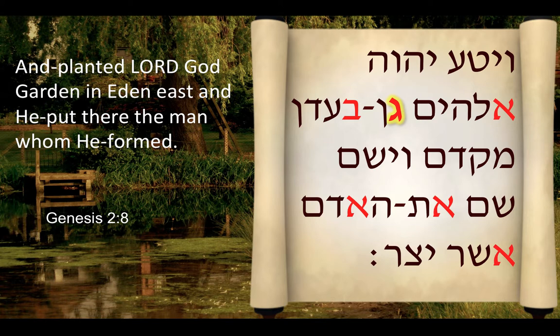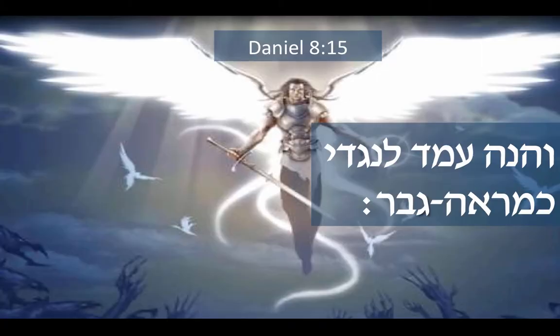Okay, let's just read this verse. And planted Lord God garden in Eden east, and he put there the man whom he formed. Okay, so you're just getting an idea through the English of the Hebrew way of saying things. So we noticed that the verb comes first. Lord wasn't planted, the Lord planted. Okay? I'll just be giving you this a little bit often, and you'll get the hang of it. So let's look at this verse. Daniel 8:15. Pause and see how many Gimmels you can find.